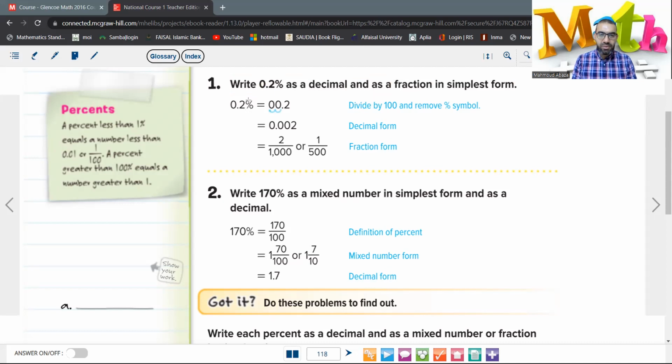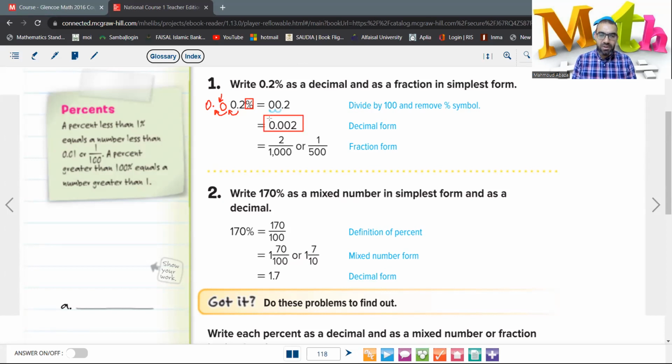So, to remove this percent sign, we have to take the decimal point to the left 2 places. So we need to put here a 0, and there will be a 0 for the decimal point. So it will be 0.002.